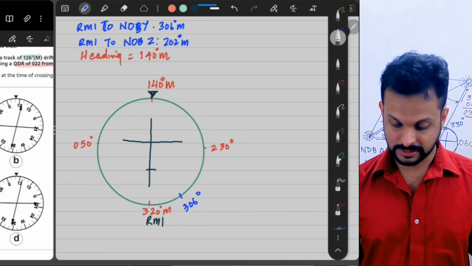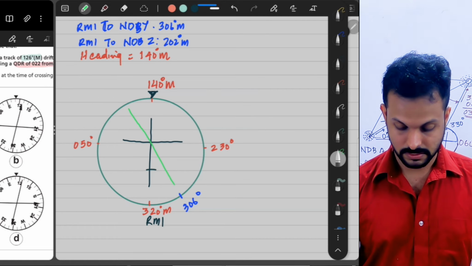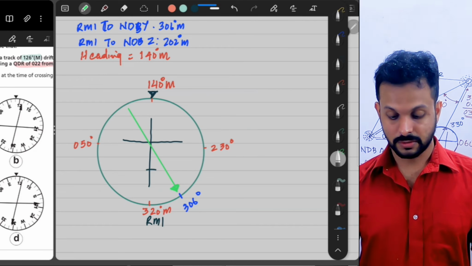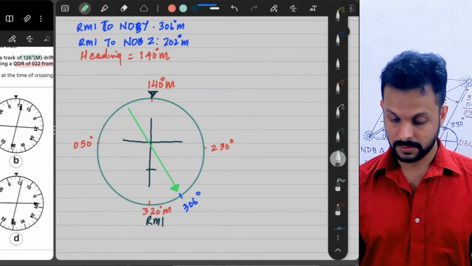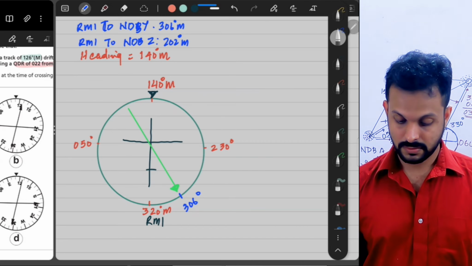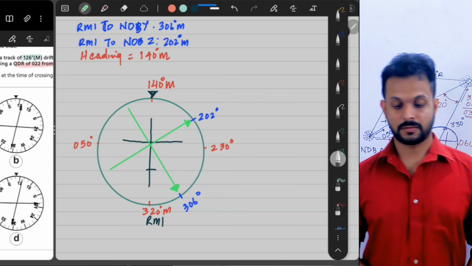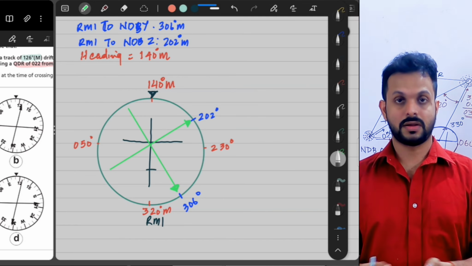Now that is the first RMI needle. Perfect. The second RMI needle is going to point towards 202 degrees. So let's find out where 202 degrees is, and let's draw the corresponding RMI needle. That's it. So you can see how the diagram should look. This is how a pilot would see it from the cockpit, right?